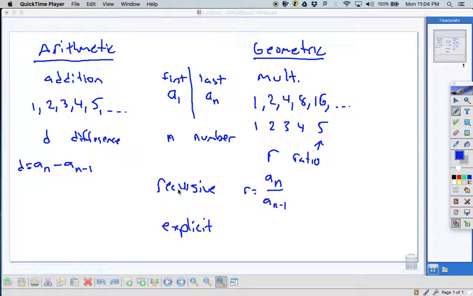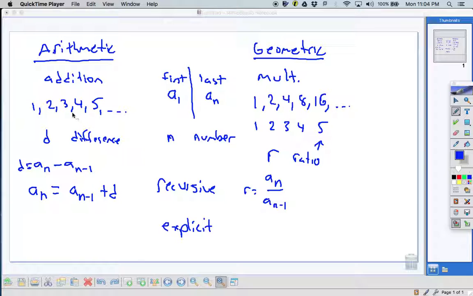Now, recursive is handy if we have a pattern, like say I want to know what the next number right in here is. Well, our pattern is just add 1 to the previous number. And we're going to write it like this. Our number a sub n is going to be our previous number, a sub n minus 1, plus whatever that difference is. So in this case, the difference is 1. So our pattern is going to be our next number is the previous number plus 1.